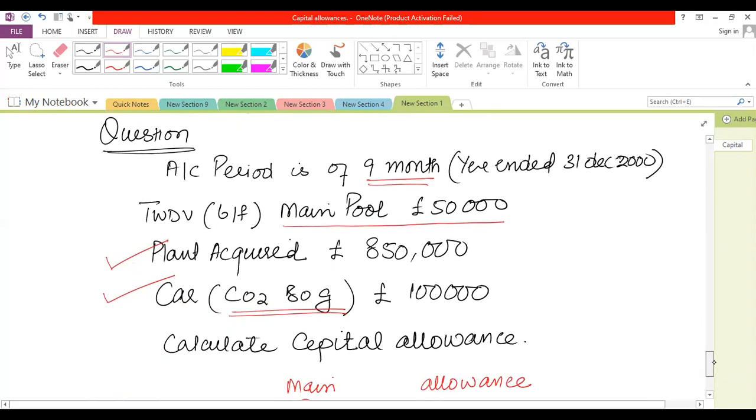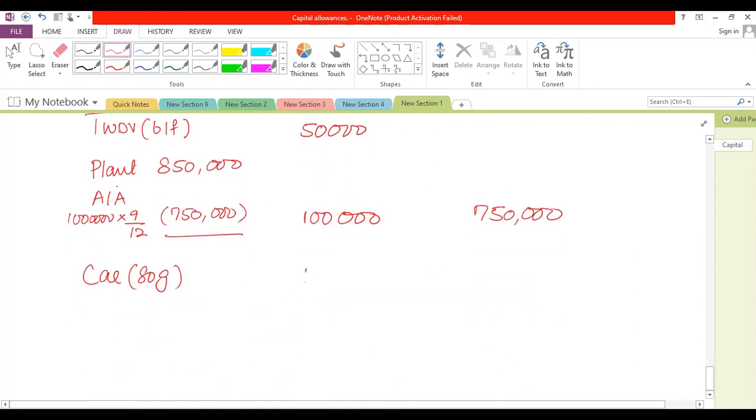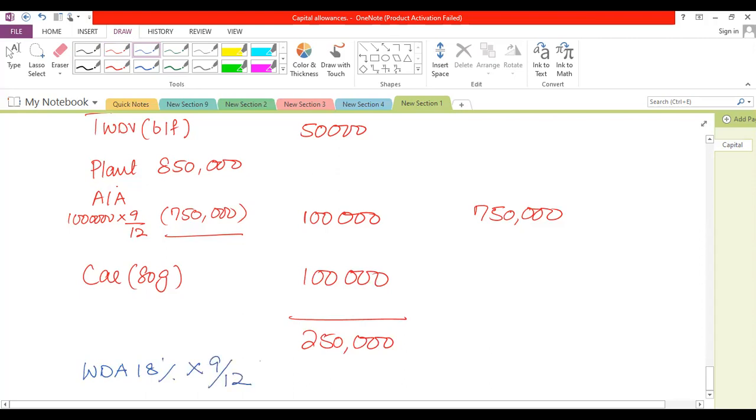Another addition is car, which is 80 gram, 100,000. So directly transfer this car 100,000 in the main pool. Now total main pool balance is now 2,50,000. Now, as it's a short accounting period, so WDA is available at 18%, but it is to be time apportioned as 9 by 12. So 2,50,000 into 18%, and it's 33,750.